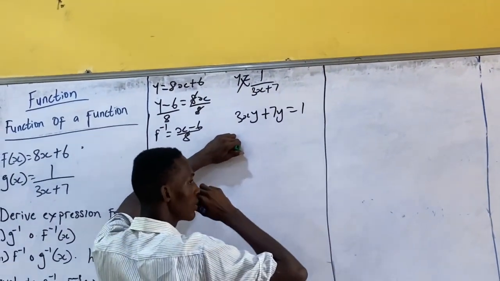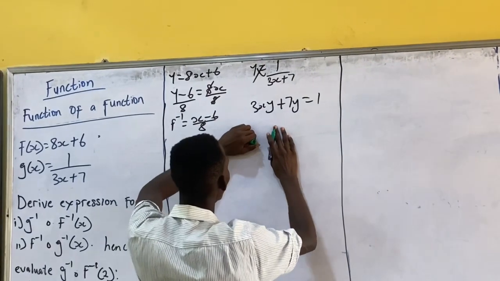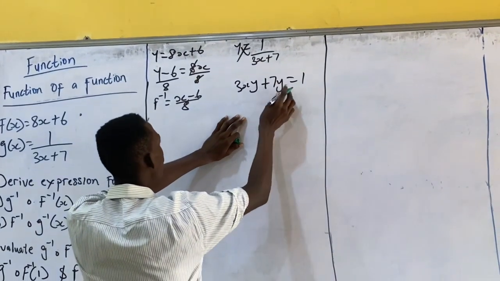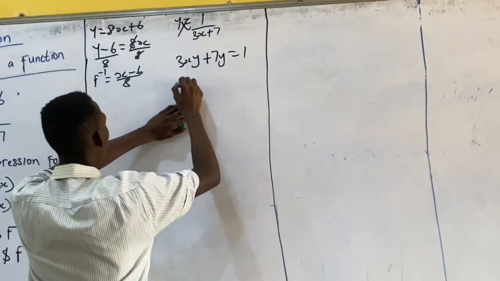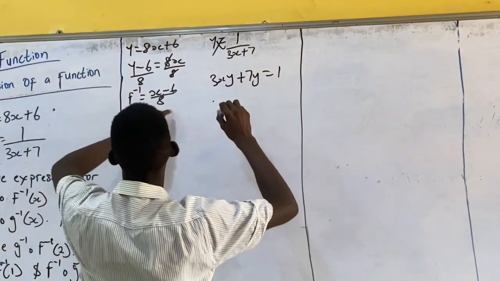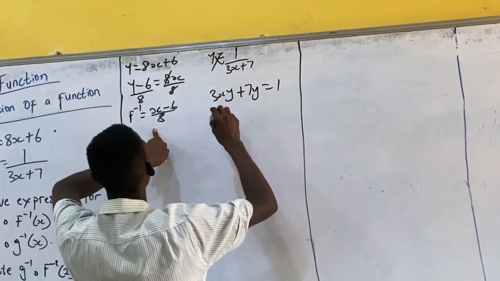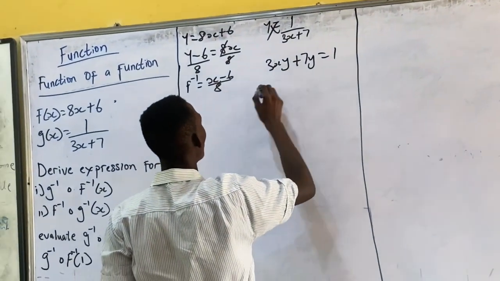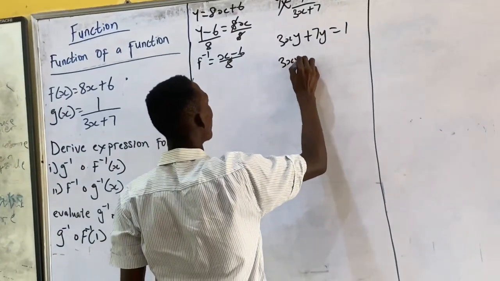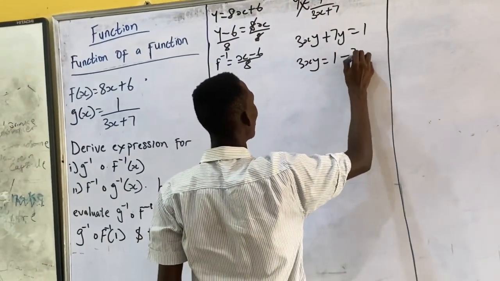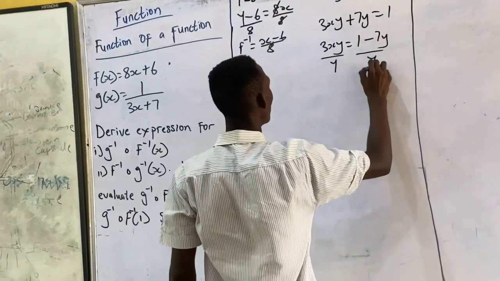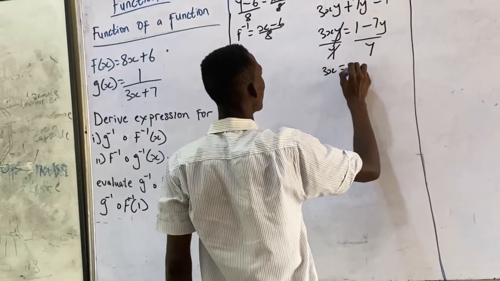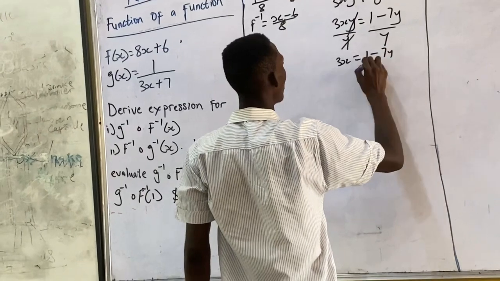Remember, we are looking for a way to single out y. You bring out y. Remember, I'm trying to make x the subject of the formula here. So this will be 3xy is equal to 1 minus 7y. Then divide both sides by y. So this becomes 3x is equal to 1 minus 7y over y.